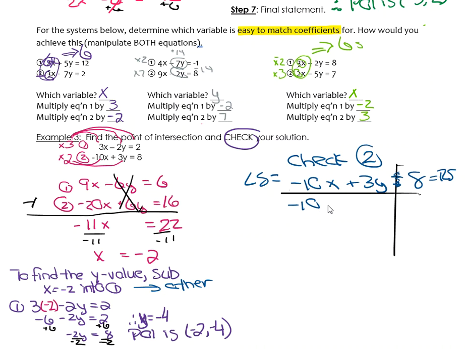Negative 10, and what did we get for x? We got a negative 2, plus 3 times y, and what did we get for y? We got a negative 4. And let's work that out. Negative 10 times negative 2 is 20. 3 times negative 4 is minus 12. 20 minus 12 is 8, and my right side, of course, is also an 8. So it works out on equation 2. That means that negative 2, negative 4 is the right answer. So that's the method of substitution. Please follow the steps that I gave you here when you're trying to do your own questions.